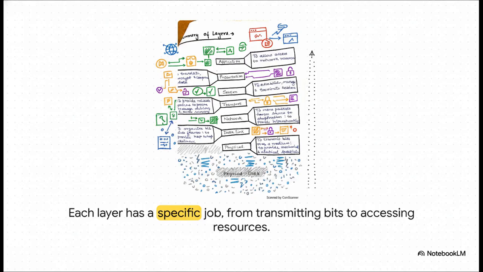See how it starts at the very bottom with the physical layer? That layer is just about the raw ones and zeros, the bits. But as you go up, each layer adds a little more smarts, a little more function, until you get all the way to the top, to the application layer. That's where you live, in your web browser or your apps.